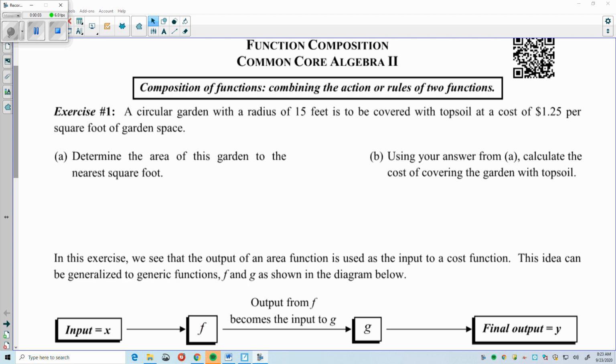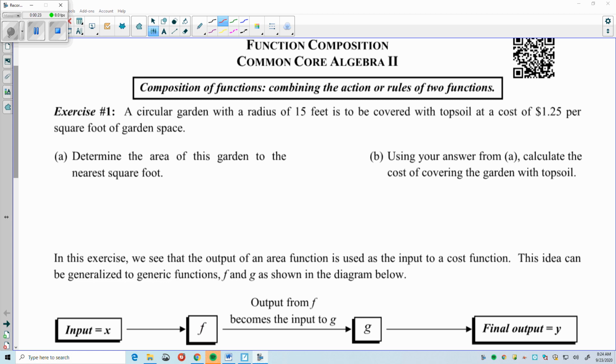Good morning. So today we're going to talk about function composition. Composition of functions, in the simplest terms that we could say, is combining the action or rules of two functions. So if we are going to compose functions, we are looking at two different functions and we're going to put them together. So a basic idea.